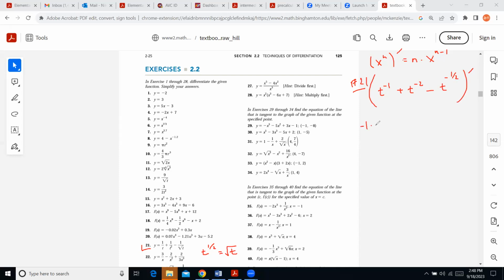So -1 will be multiplied by t, which is raised to the power of -1. You subtract another 1. So this becomes t to the power of -2, right? Plus -2 will be multiplied by t, and now the power of t is also going to be decreased by 1. So when I subtract 1 from -2, this will be -3.